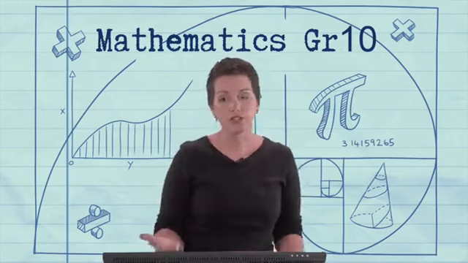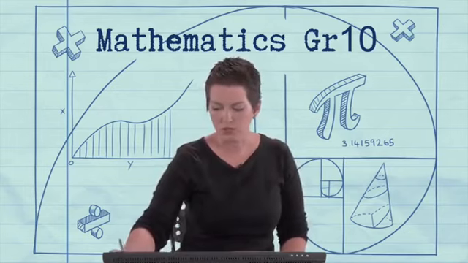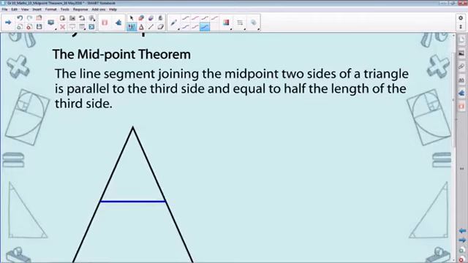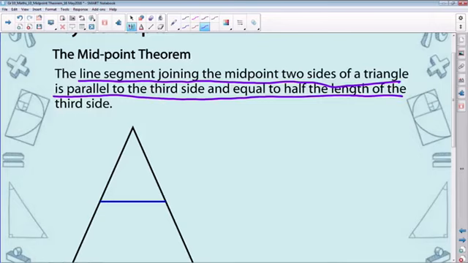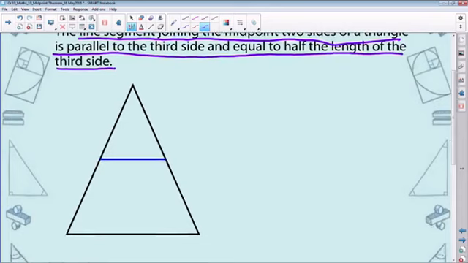Anyway, today we're doing the midpoint theorem, and so the next slide starts us off with the thoughts about the midpoint theorem. And it says the line segment joining the midpoint of 2 sides of a triangle is parallel to the 3rd side and equal to half the length of the 3rd side. Okay, so what they're saying is that if this is parallel to that, and this has the same length as that, and this has the same length as that, then this will also be half the size of that line down there.